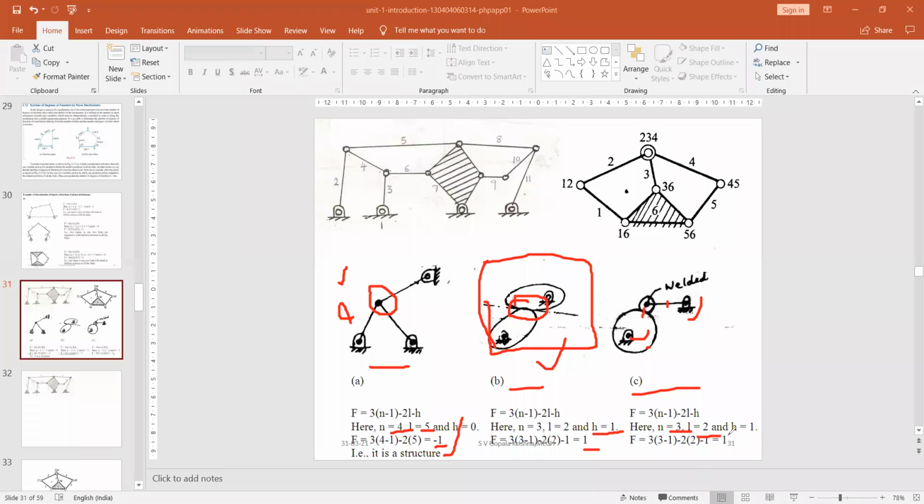So when we are having the roller contact, it is acting as a higher pair, h equals 1. So those values are substituted in our equation. Then simply to find our F value, degrees of freedom. So that is the one. Again, we may also get the mechanism here.